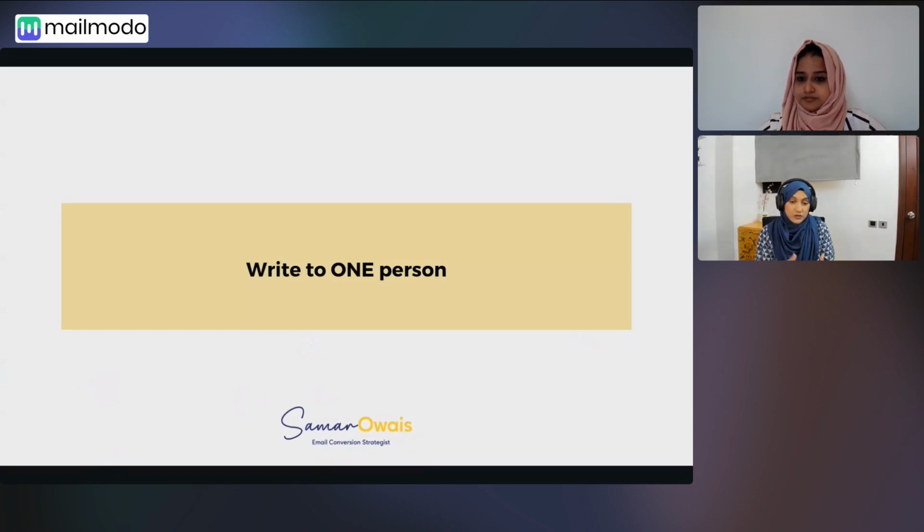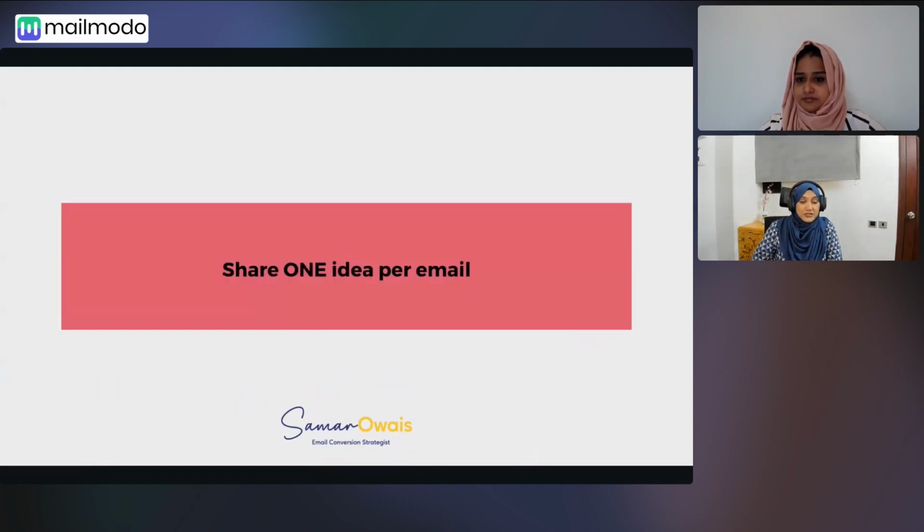Make sure that your email copy is being written to one person and it's in the first person. So yes, write to one person, share one idea per email. How many emails have we seen in our inbox that are telling us to buy something, then also telling us to follow them on social media, and then also asking us to share our images with them and tag them, right? And so most companies are often asking us to do 2 to 3 to 4 things in an email.